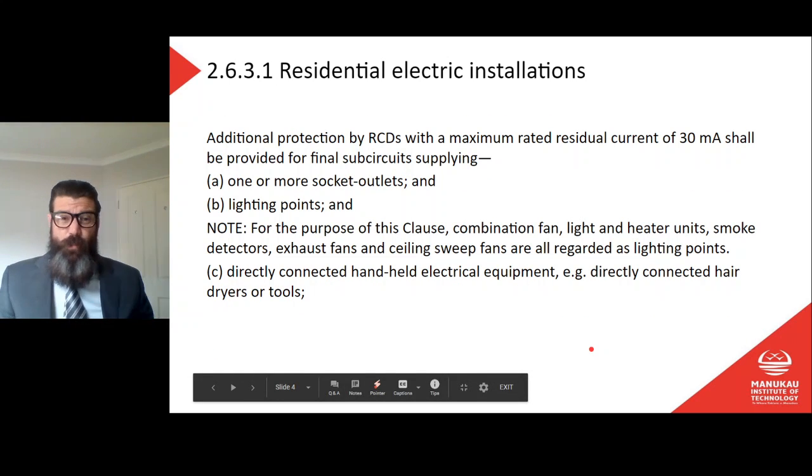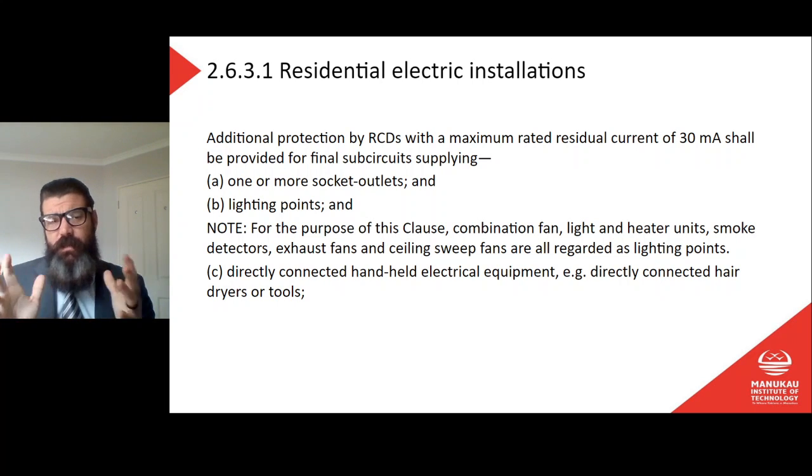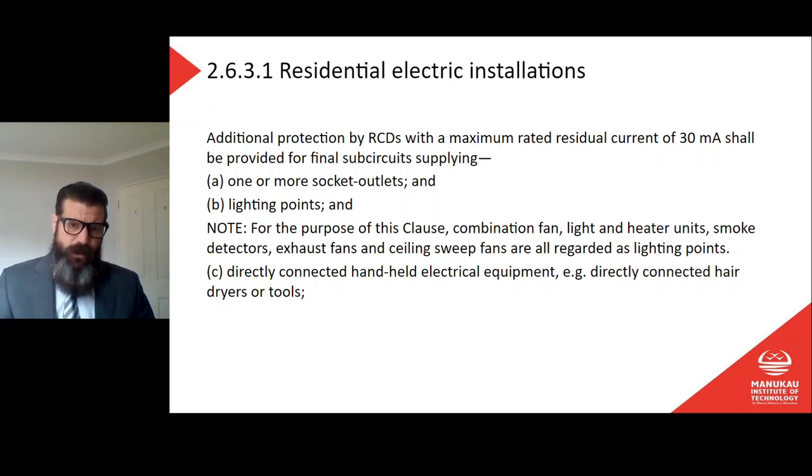Okay, section 2.6.3.1, residential electrical installation. So this applies specifically to domestic installations, houses and stuff like that, right? Apartments, anywhere that people are going to live. So what does that section say? Again, this is out of AS/NZS 3000. Absolutely feel free to look that up should you wish to do so.